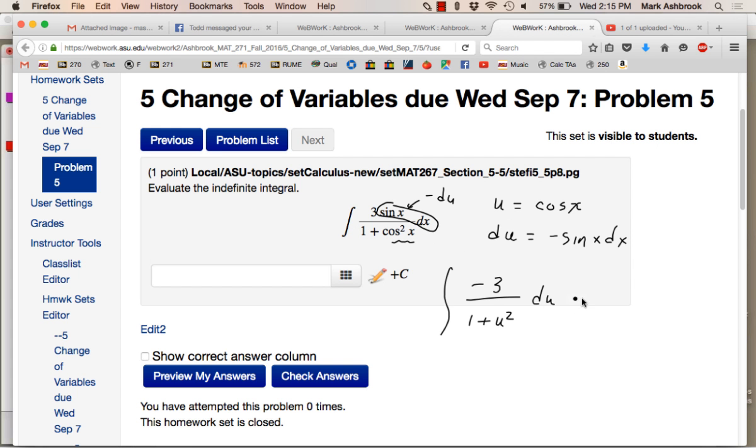And so that's one we just recognized, right? Negative 3 arctan u. And then our u is cosine x.